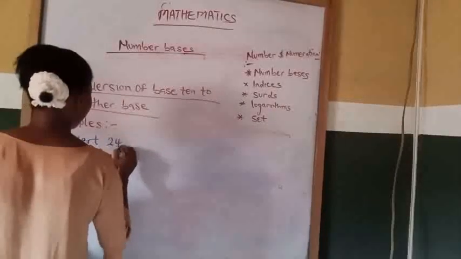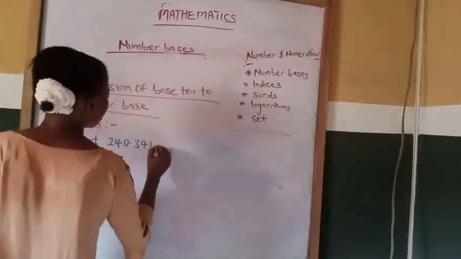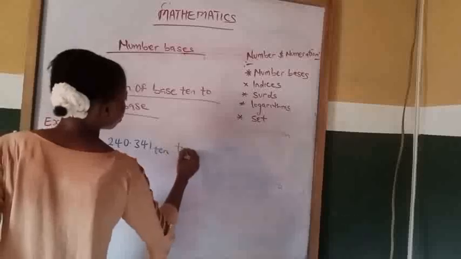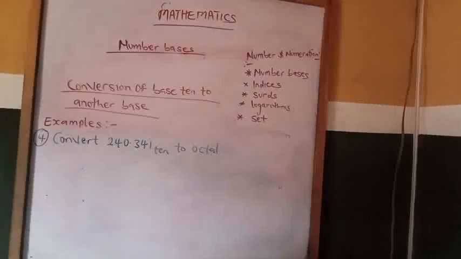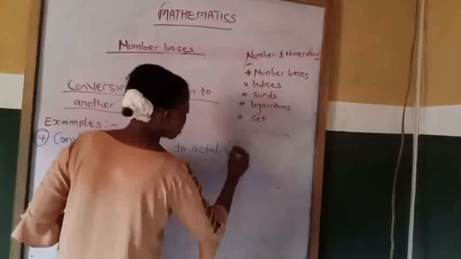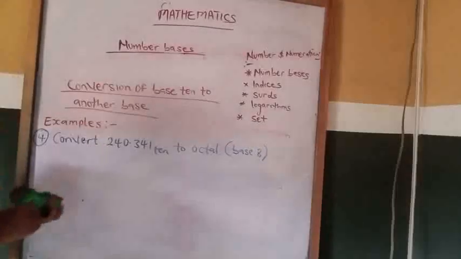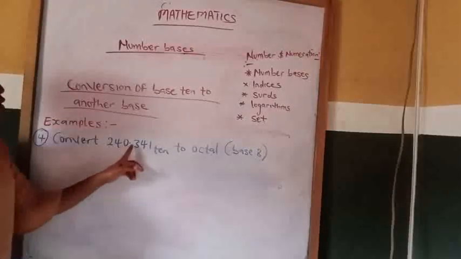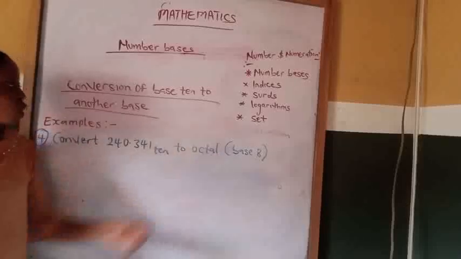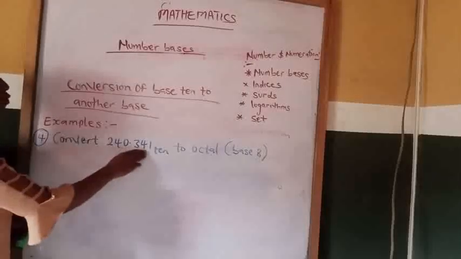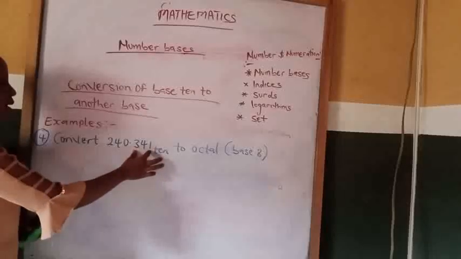Convert 240.341 base 10 to octal. Octal means base 8. So it shows that we are converting 240.341 base 10 to base 8. From the digits, we have a combination of whole number and decimal number.